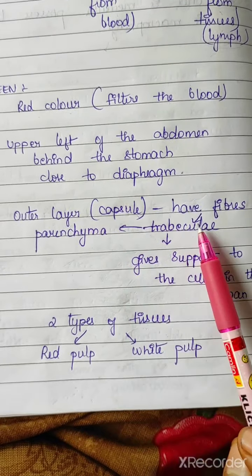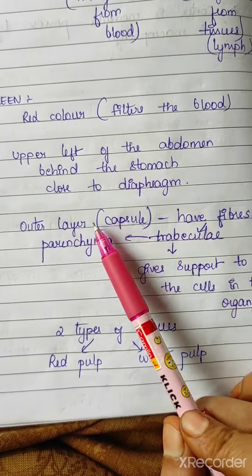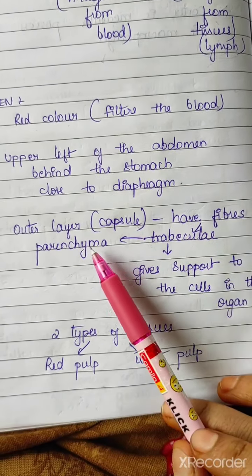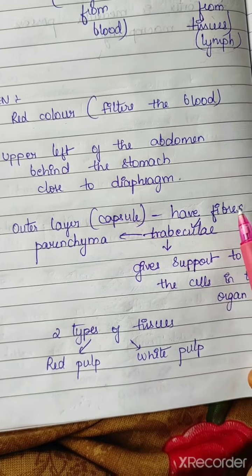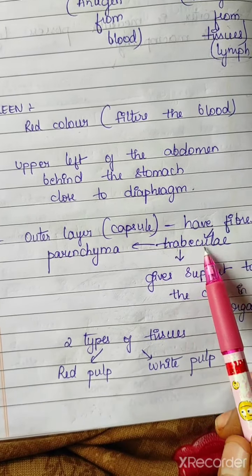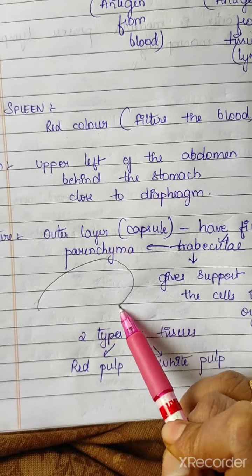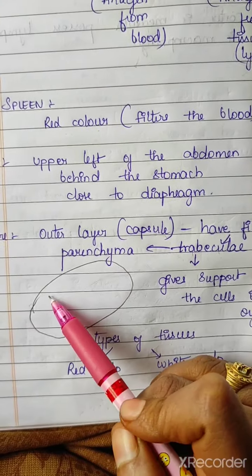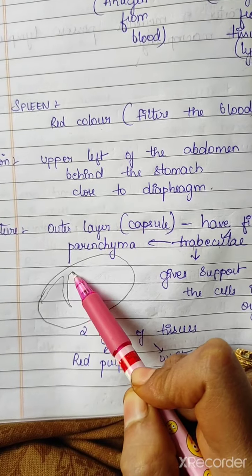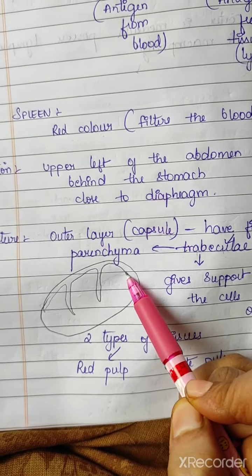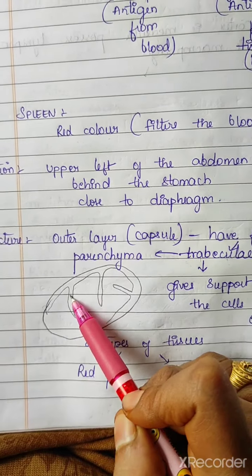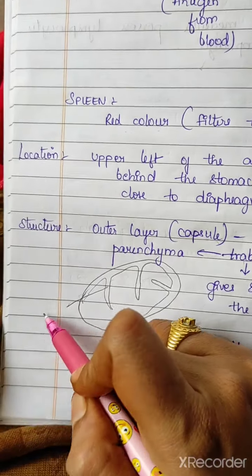This capsule has a network of fibers. These fibers protrude into the parenchyma in the form of trabeculae. If we see, this is an outer layer called the capsule, and these fibers protrude inside the parenchyma, and this we call trabeculae.